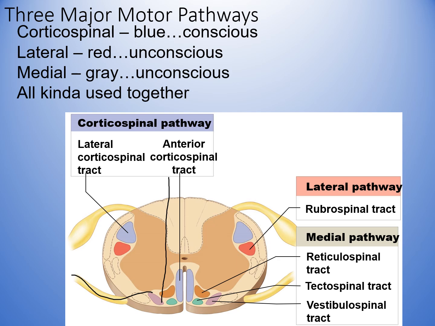So there are three pathways that you need to know. Thankfully, the first one is named well. The other two are named for their position and not what they do. And again, I don't need you to know the subtract, just the pathways. There's the corticospinal pathway, which is the most important one I want you to know. It is named for its origin and destination. It starts in the cortex of the cerebrum, and it ends in the spine. So it carries conscious information because it's coming from your cerebrum.